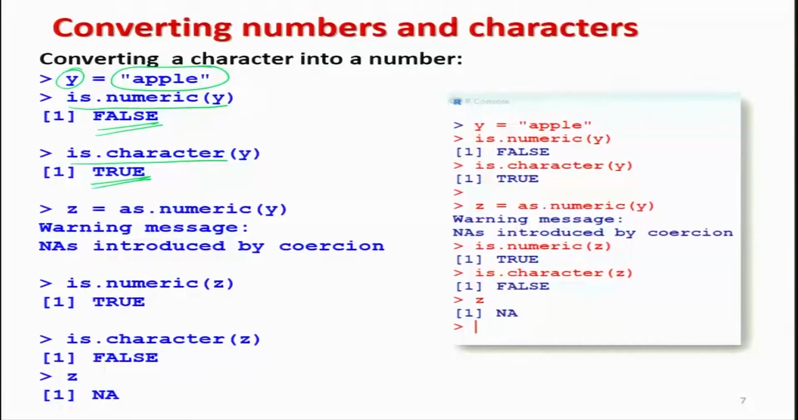Now I try to convert this y into a number. So I use the command as.numeric and within parentheses y, and then I store this value inside a new variable z. So now it is giving us a warning message.